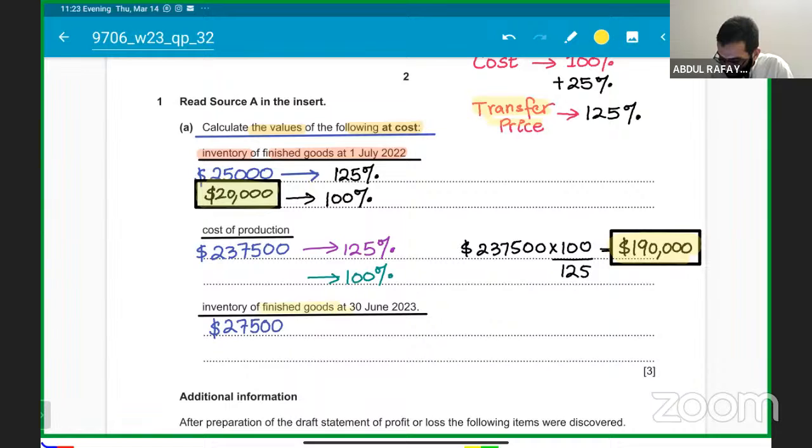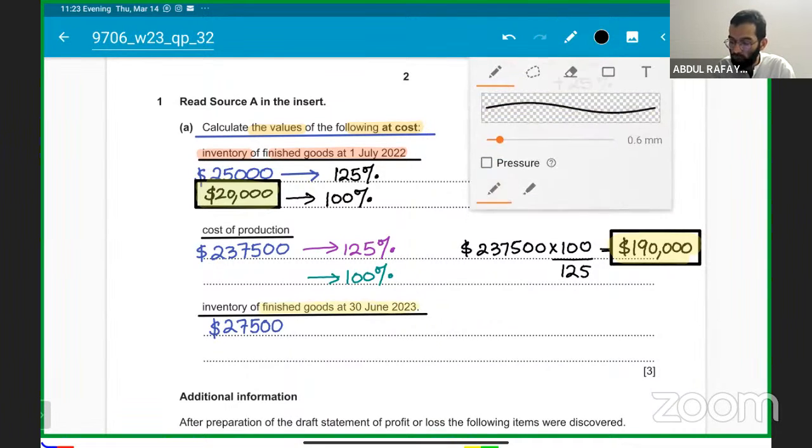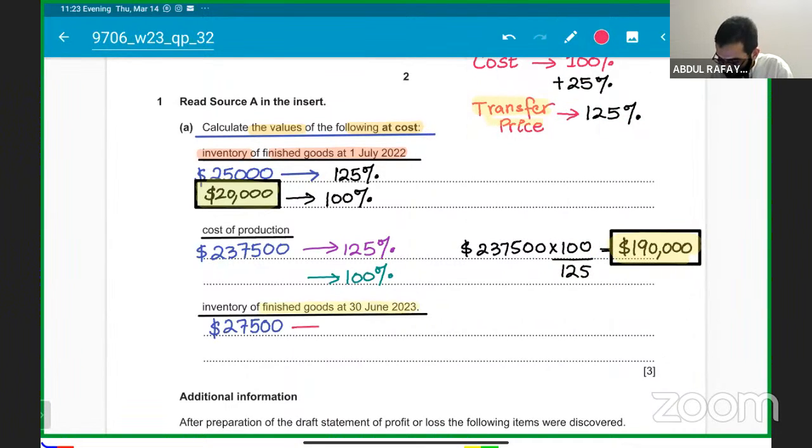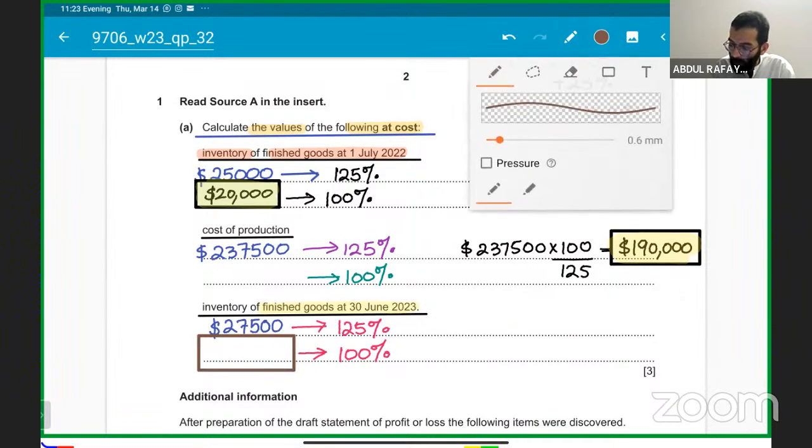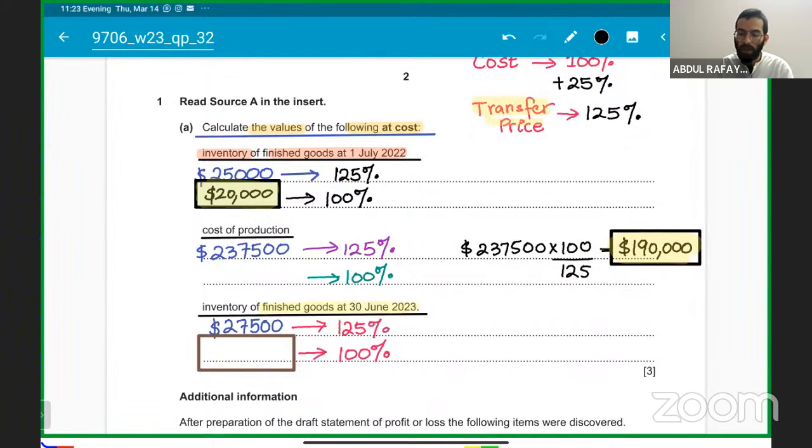Then we have to find the inventory of finished goods at the end of the year, 30th June 2023. It will be the same thing. 27,500 is at the rate of 125%, and then you have to find the cost, which is 100%. These are free 3 marks. So it will be 27,500 into 100 divided by 125. I'm getting 22,000 as the answer here. This is how we get the first 3 marks, students. Let me know how many got this, how many is clear.